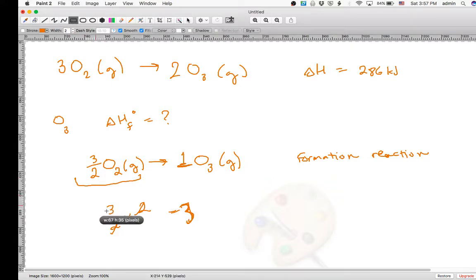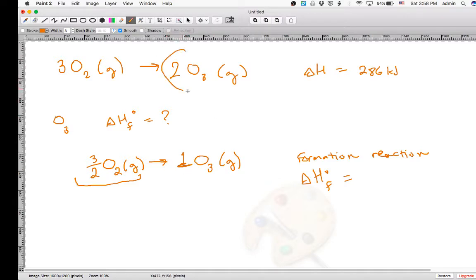Here, let me show you the rest of this, which is a bit trivial. So if the formation reaction requires only 3 halves, or 1.5 oxygen molecules, and the equation that they're asking about requires 3 oxygen molecules, you can easily use the O2 to figure out what is the delta H for this formation reaction. You don't have to use this one. You could use this one, the ozone. Here, let me use the ozone and show you exactly what I'm talking about.